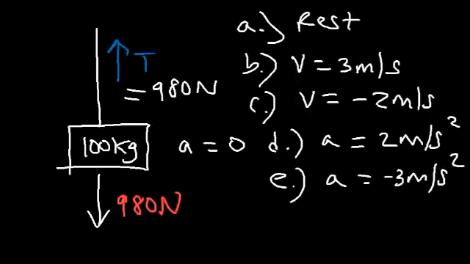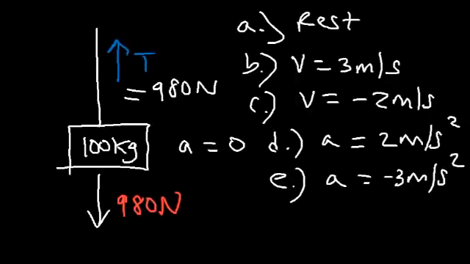Likewise, the tension force is going to be greater than 980 if you wish to lift the object up with an acceleration. If you want to bring it down, it's going to be much less. The tension force is going to be less than 980 if you need to lower the object in the downward direction. But to lift it up, the tension force has to be greater than 980.